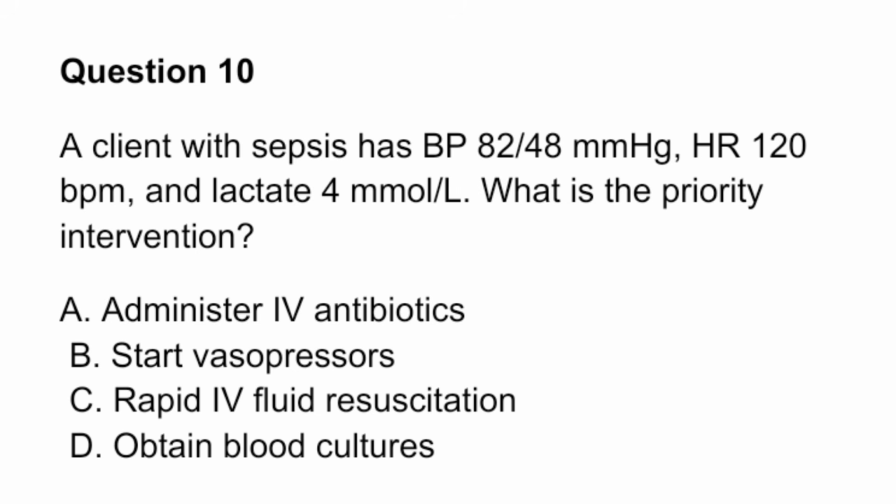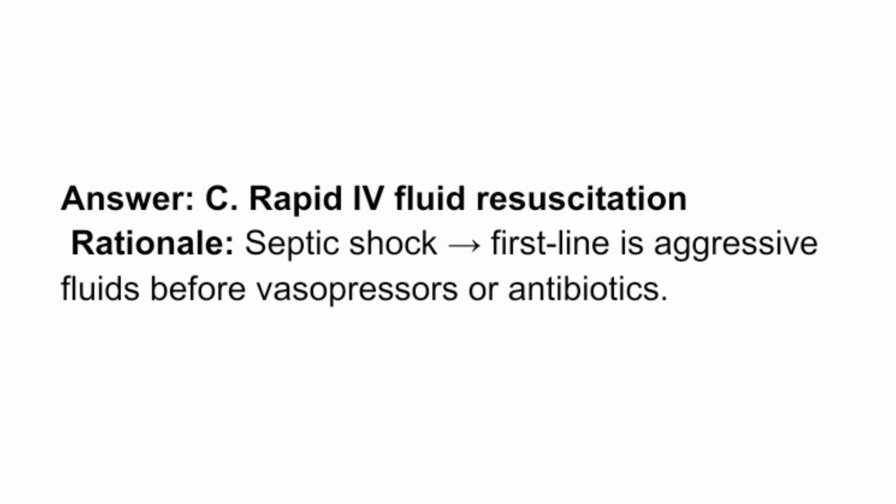Question 10. A client with sepsis has BP 82/48 millimeters mercury, HR 120 beats per minute, and lactate 4 millimoles per liter. What is the priority intervention? A. Administer IV antibiotics. B. Start vasopressors. C. Rapid IV fluid resuscitation. D. Obtain blood cultures. Answer C. Rapid IV fluid resuscitation. Rationale: septic shock. First line is aggressive fluids before vasopressors or antibiotics.